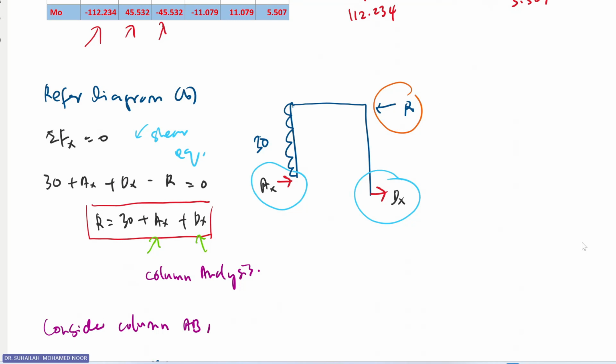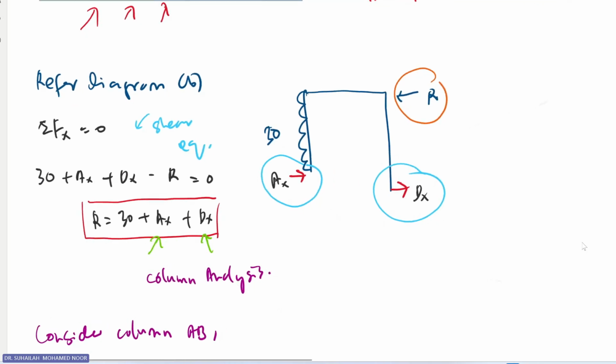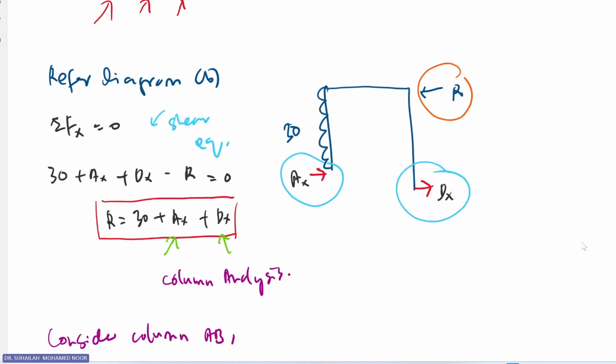So we write one equation, from the figure as shown on the screen right now. It is 30 plus AX plus DX. Of course, AX and DX we can put in any direction, and we will write the equation based on the direction that we put. In this case, I put both AX and DX in the right direction.